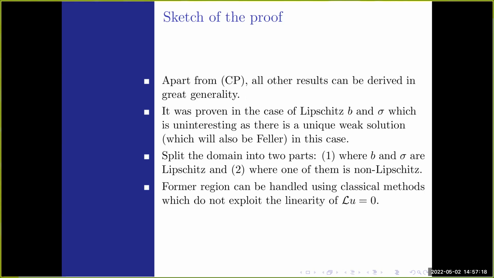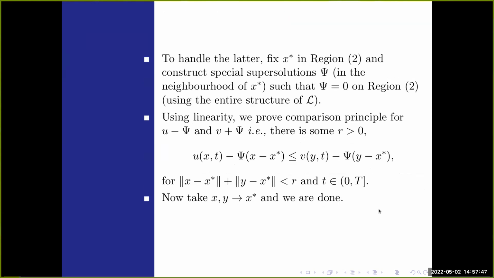What we do in our proof is we first split the domain into two parts: one where both B and sigma are Lipschitz, and another where one of them fails to be Lipschitz. Here by Lipschitz, I mean locally Lipschitz. In the region where both are Lipschitz, this can be handled by classical methods that are there in the viscosity solutions literature. So that is not the hard part in the proof. To handle region 2, we fix a point in region 2 and construct special super solutions around that point in such a way that the super solution is 0 on the region. And we use the linearity of the problem, because you remember the associated backward Kolmogorov equation is a linear PDE.